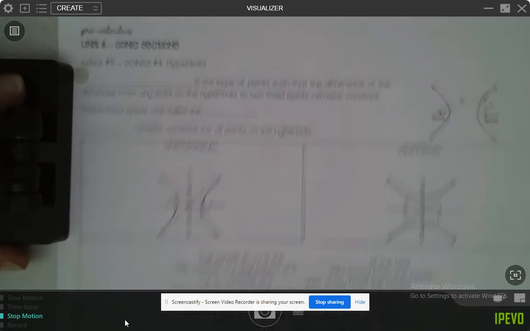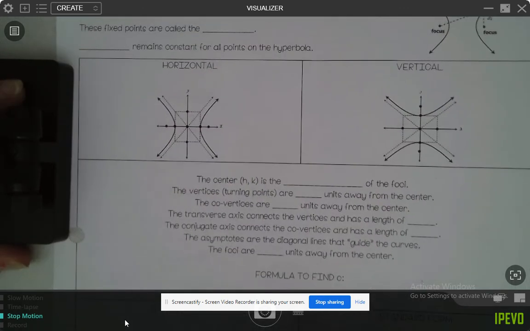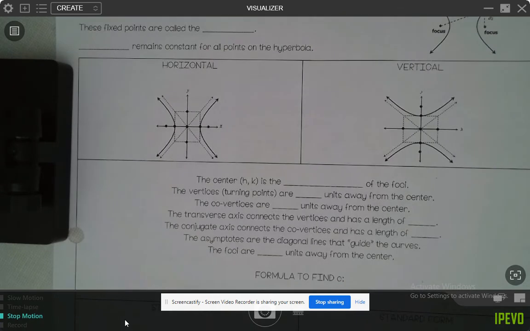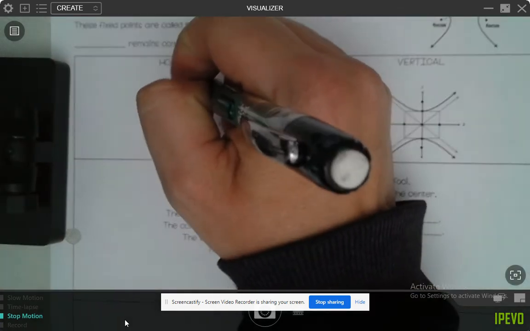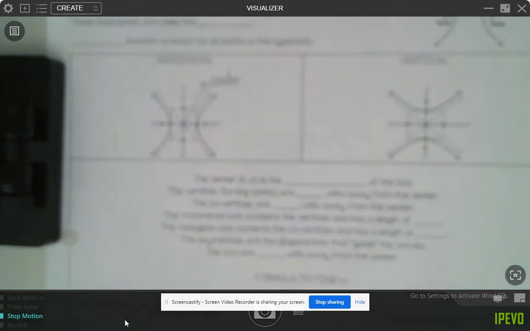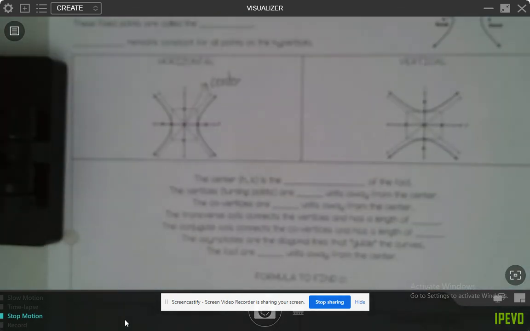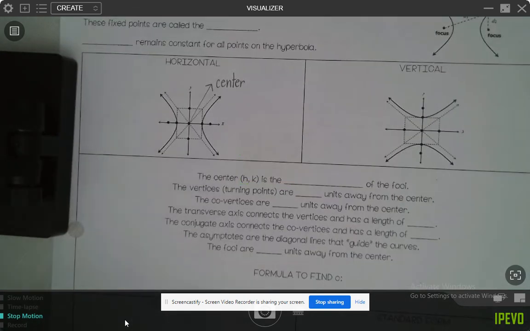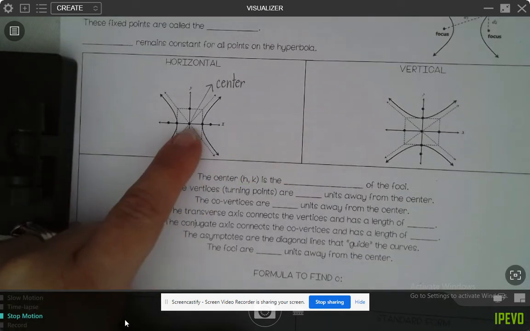Okay. Two hyperbolas, horizontal and vertical. There's pieces of a hyperbola that we have to find. The center. The center is right there. Notice that the center is not actually attached to the hyperbola. Okay? The center is in the middle of this asymptotic box.